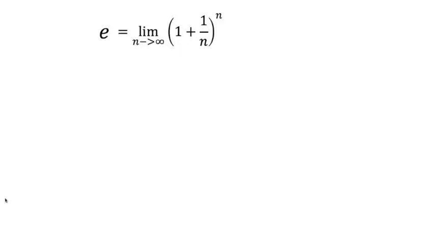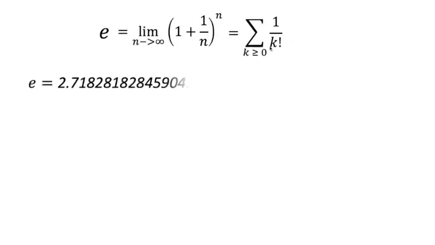Pretty cool. It's also equal to another famous definition, this series definition of E, which is the sum of 1 over k factorial, as k is greater than or equal to 0. Now, the letter E, if you expand it out, it's an irrational number. It equals 2.718281828, on and on and on. And we'll just plug in a few numbers to show that these two definitions converge to the same number.